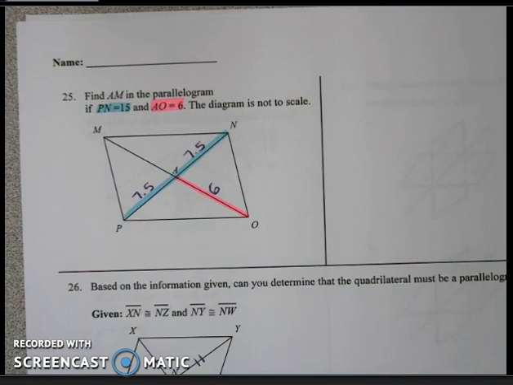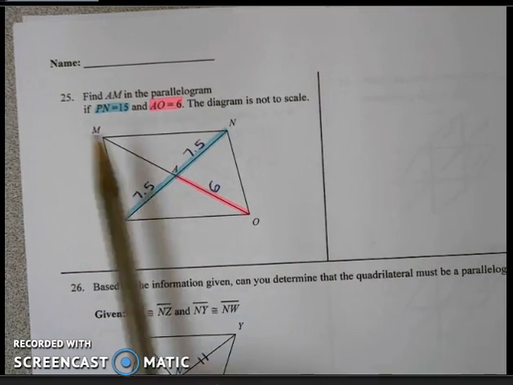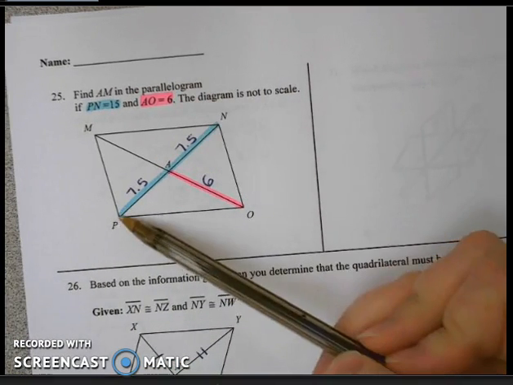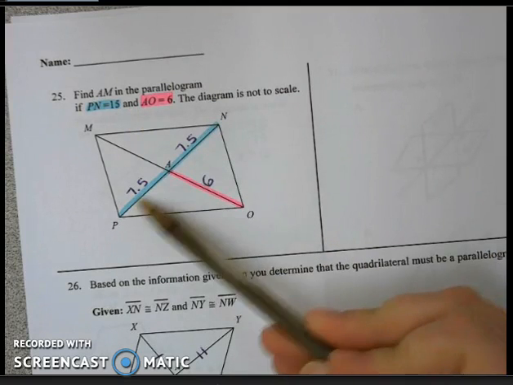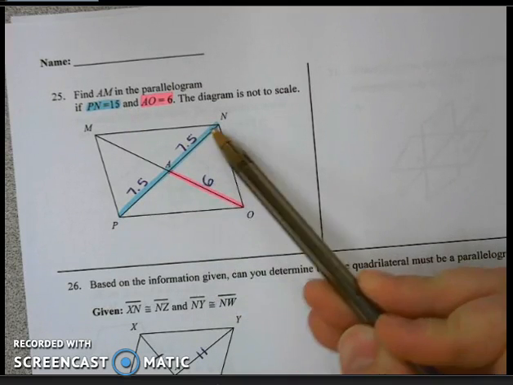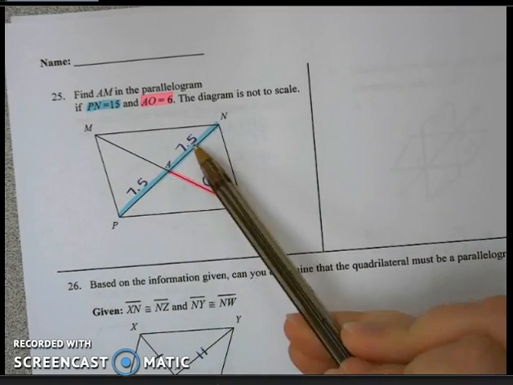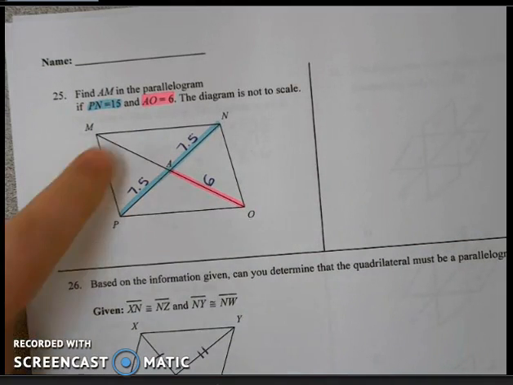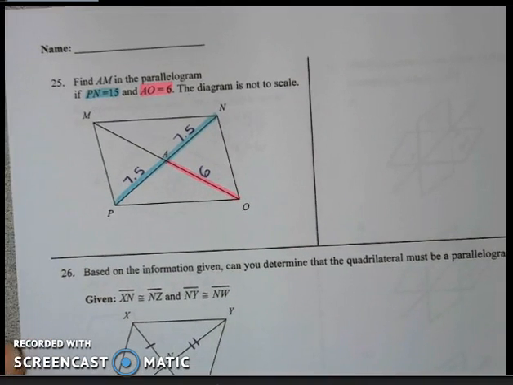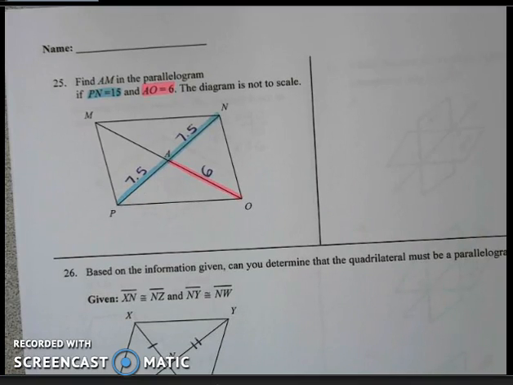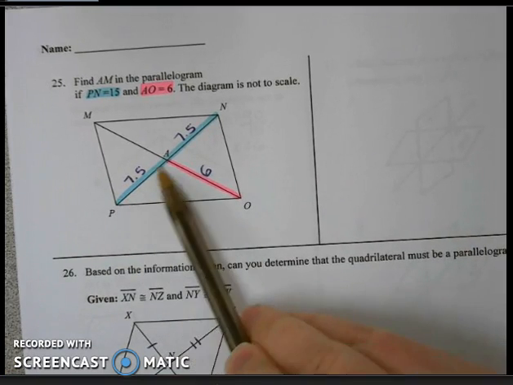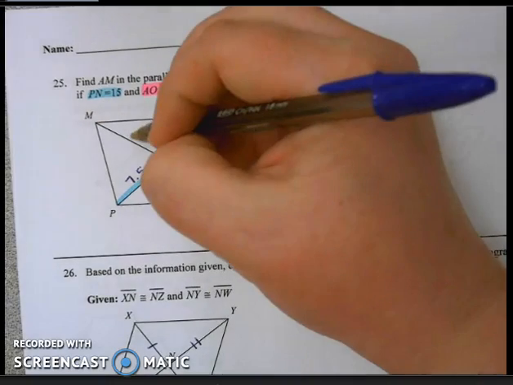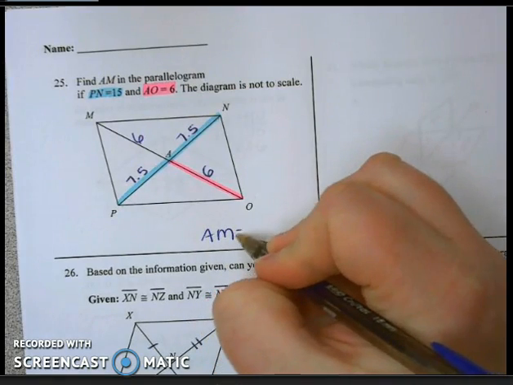Okay, moving on to number 25. We have a parallelogram again. So find the measure of AM. So the length of PN is 15, which means that each of those pieces are 7.5. 15 divided by 2 is 7.5. AO, the length is 6. So they want us to find AM. What I should know about the properties of a parallelogram is that the diagonals bisect each other. So if those are equal, so are AM and AO. So if this measure is 6, AM is also 6.